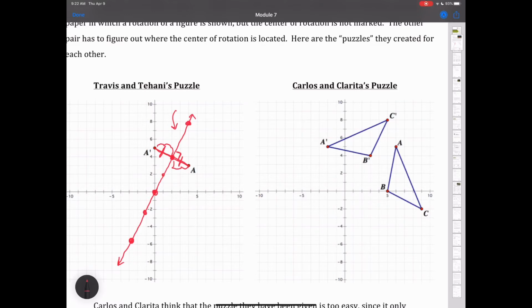All right. I'm going to go ahead and draw the line segments connecting the pre-image and the image. Okay, so I have A to A prime, B to B prime, and C to C prime.